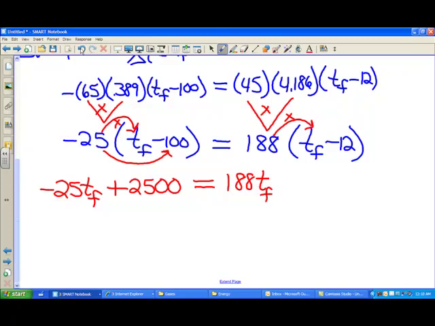Then we're going to take 188 times minus 12, and you need to pay attention to signs. So this is going to be minus 2,256.